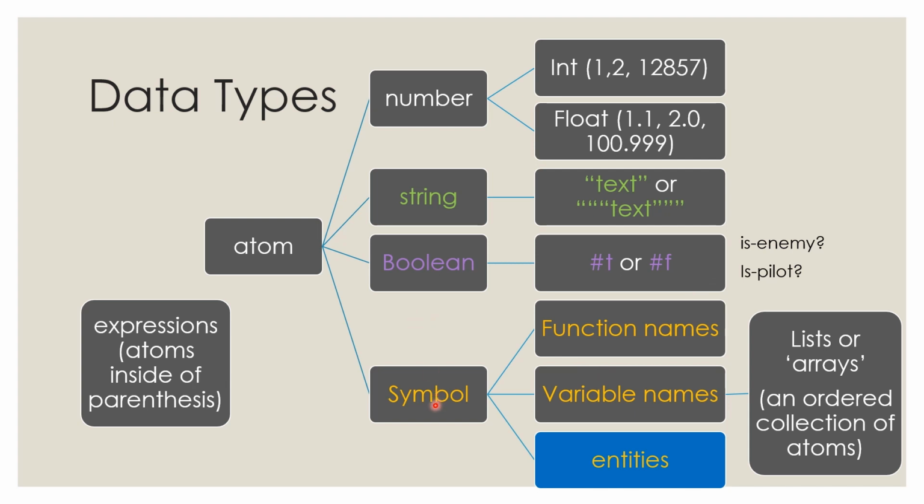And then the last kind is symbols. So these are again just keywords that tell the compiler or website to go look elsewhere for more information. So we have function names, variable names, and we have entities, which are a unique data type custom made for Star Wars Combine. And there are also something called lists or arrays, which is a collection of multiple values. We'll talk about lists and entities on the next few slides.